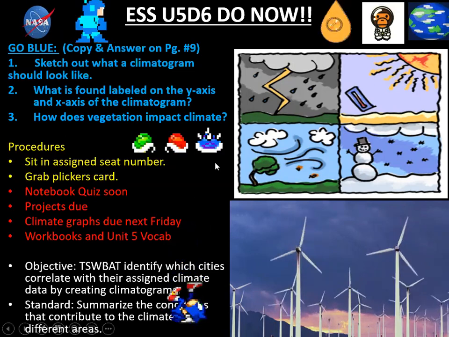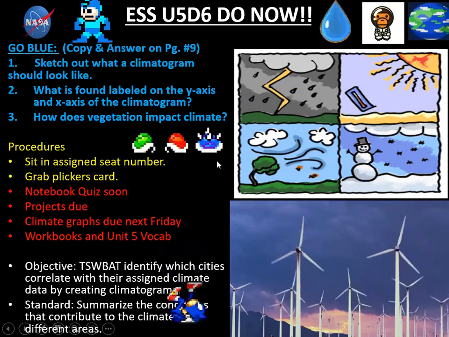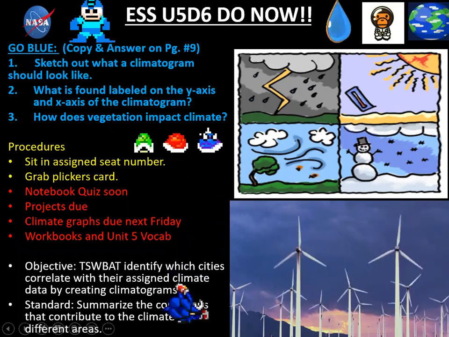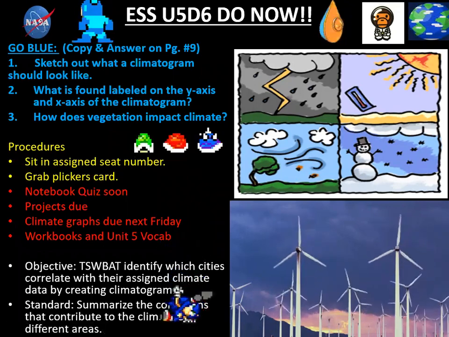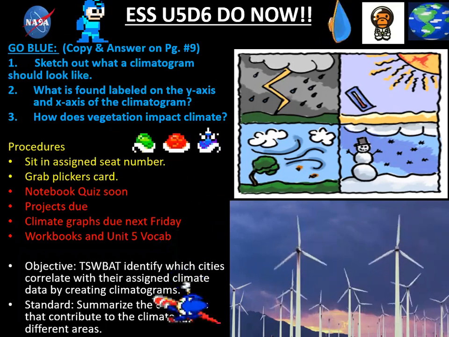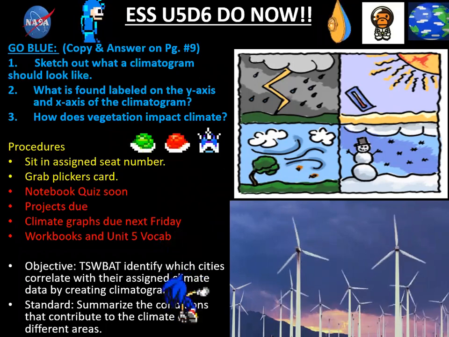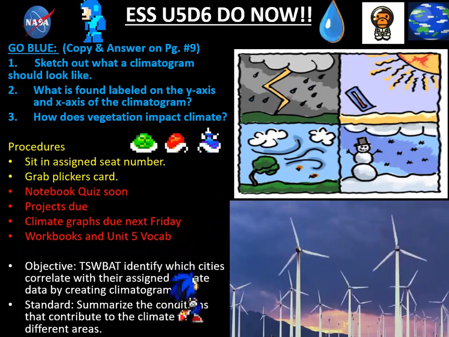Let's start our questions. Number 1, sketch out what a climatogram should look like. 2, what is found labeled on the X and Y axes of these climate graphs? And 3, how does vegetation impact climate? That'll be a topic we cover together today because it is a new one.